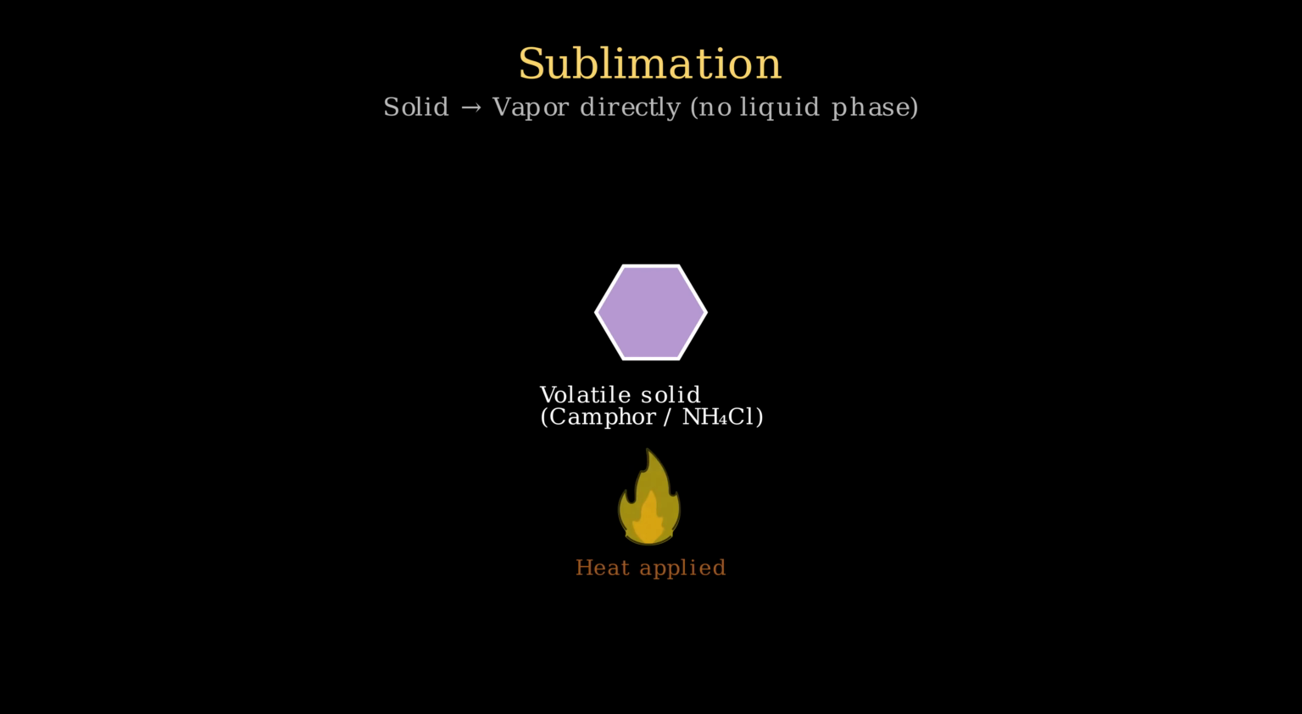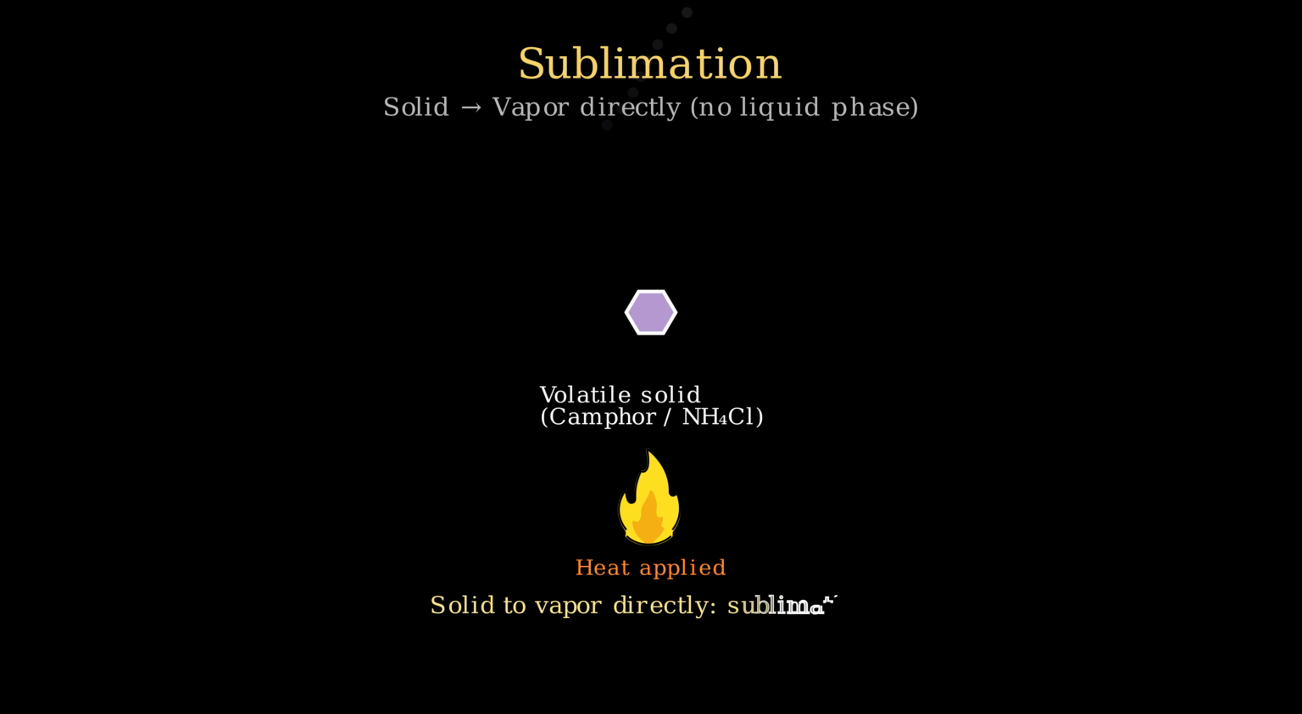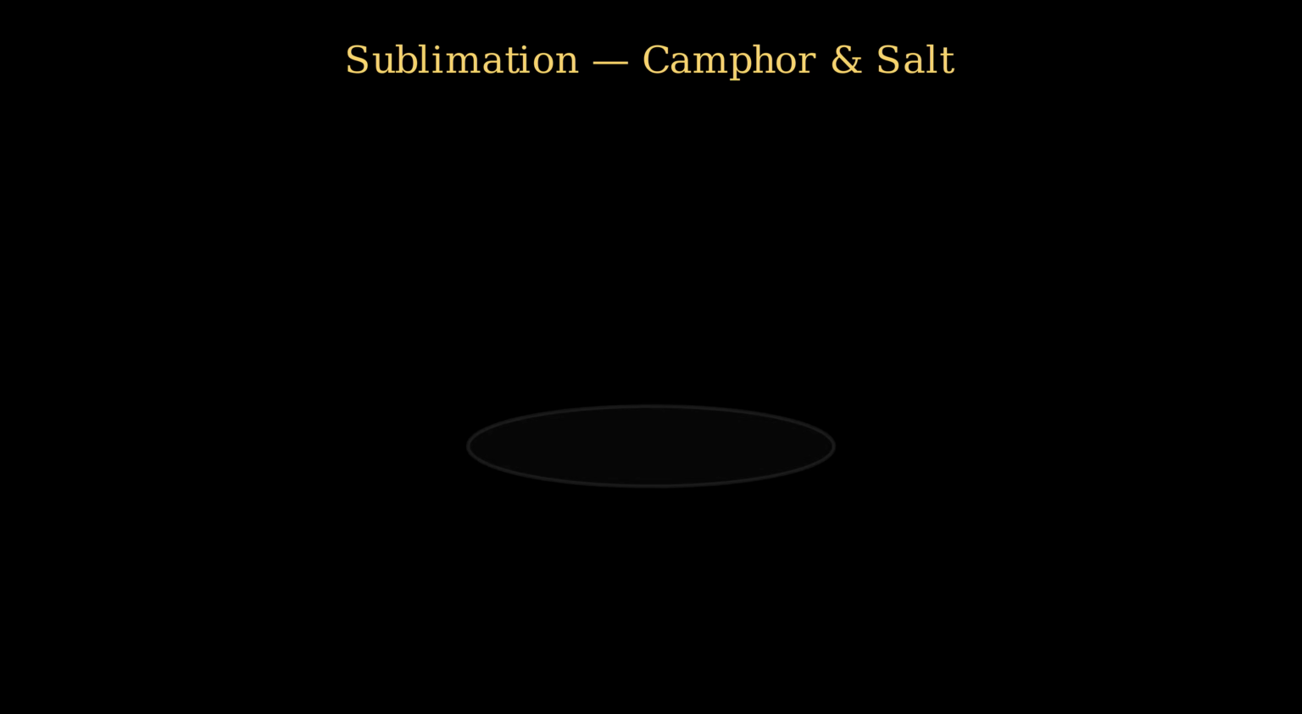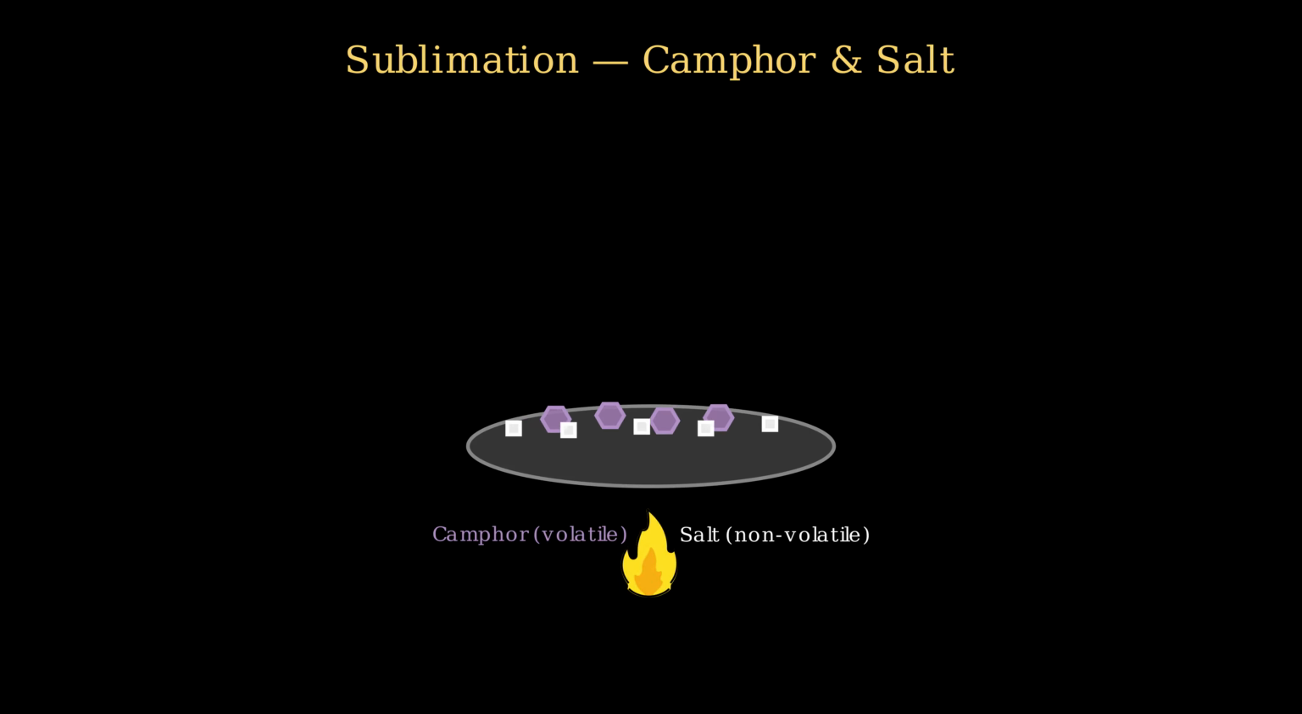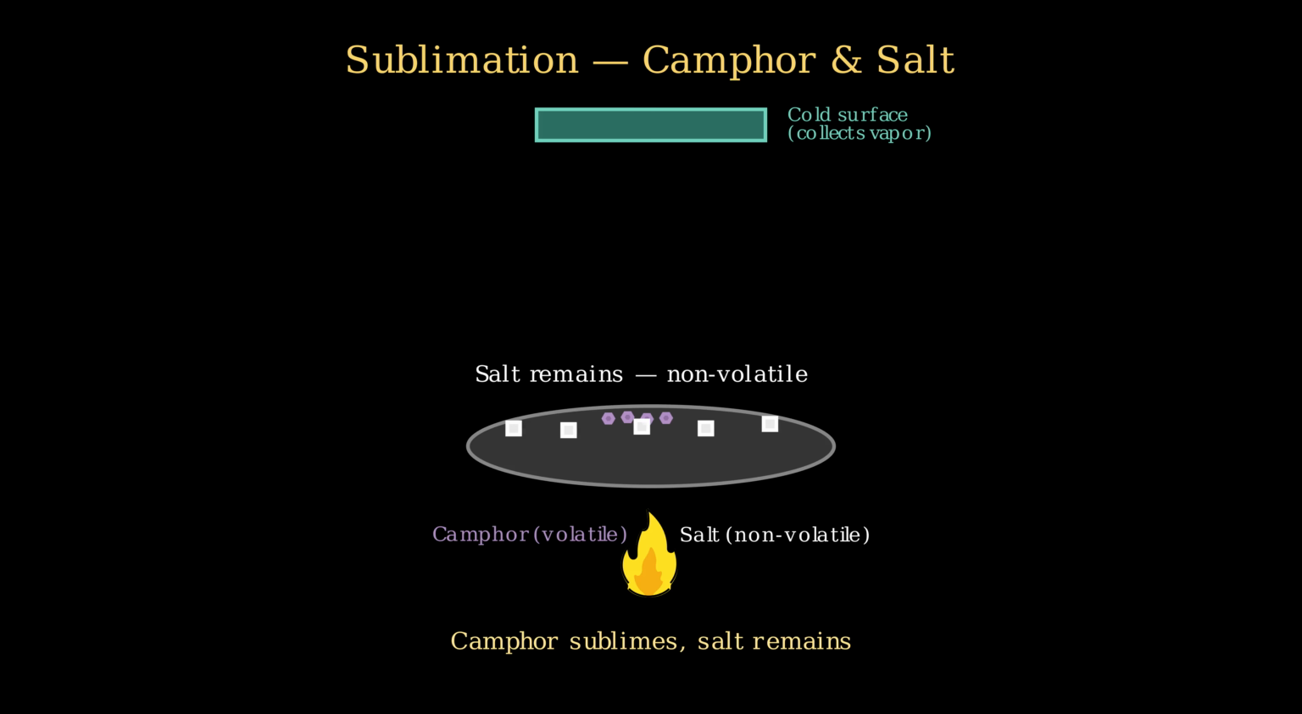Sublimation is a separation technique for volatile solids, solids that turn directly to vapor without melting when heated. Examples include camphor, used in mothballs, and ammonium chloride. In a mixture with non-volatile solids, heating causes the volatile solid to sublime, while other solids remain behind.